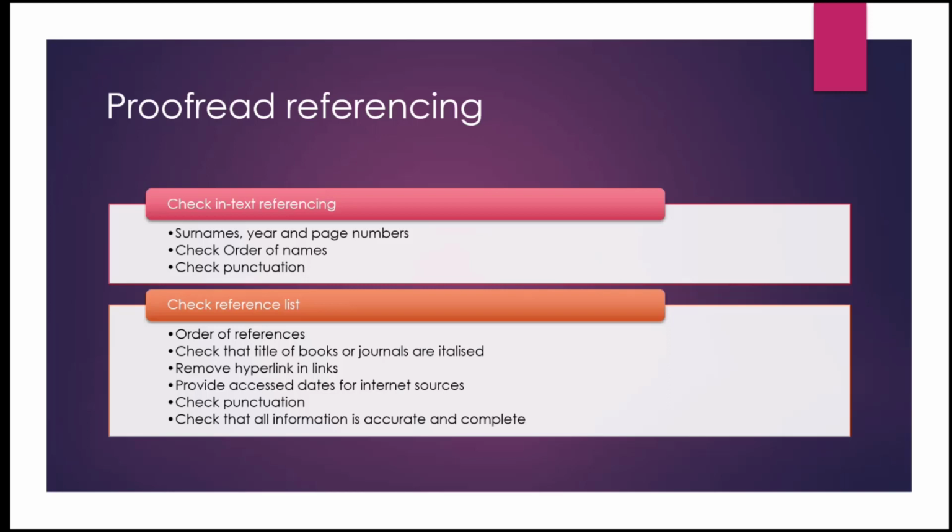Then at the end, you want to check your reference list. The first thing with your reference list is you want to make sure that it's in alphabetical order. That is the first thing. Then the other thing you want to check is that all the references that you have used within the text, you have cited in the reference list.